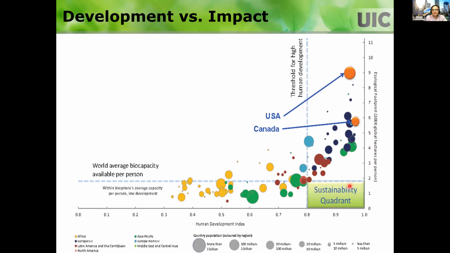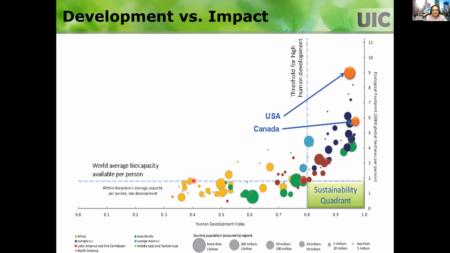And as you see, I'm showing this data for different countries. There's no country that is within this. Now, for example, the US is a highly developed country, but a lot of the infrastructure that is built has caused a lot of ecological damage. And you can see Canada, you can see a lot of European countries. So all these developed countries built their infrastructure at the cost of this ecological damage.